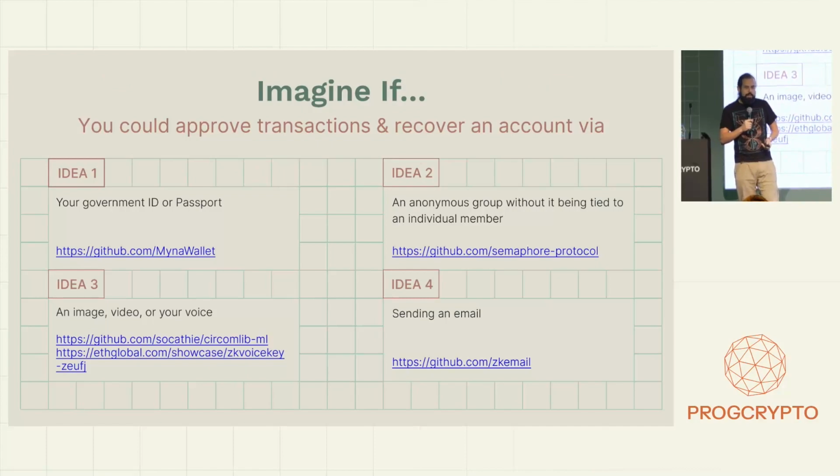But imagine if we lived in a world where you could approve transactions and potentially recover your account if you lost your keys via a variety of different mechanisms, which could be something like a government ID or a passport. You could be part of an anonymous group where you couldn't find an individual member, but they could help you recover or send something. You could use something like an image, a video, or your voice in order to approve or recover. And finally, as we just saw, something as easy as sending an email.